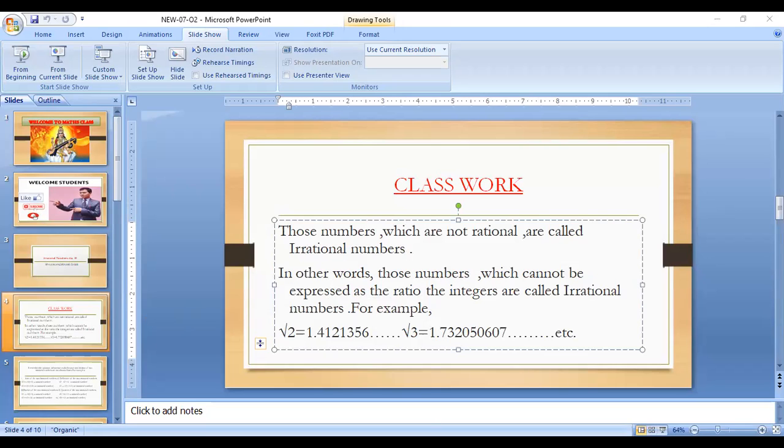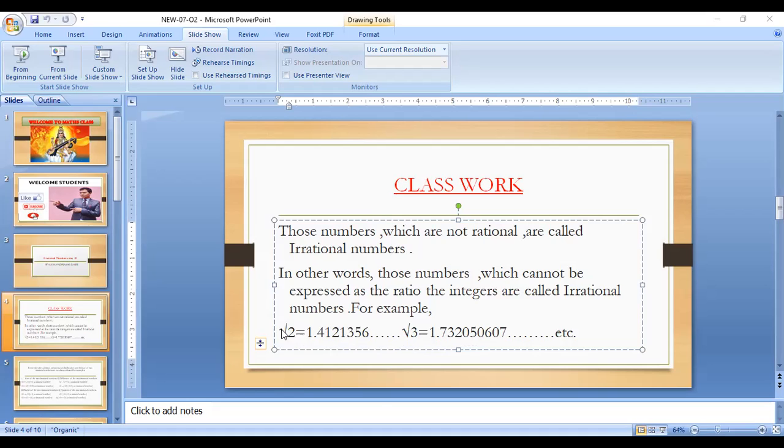Square root 2, if you find its value in decimal, it will come 1.41, 21356 dot dot dot, and square root 3 is 1.73205.